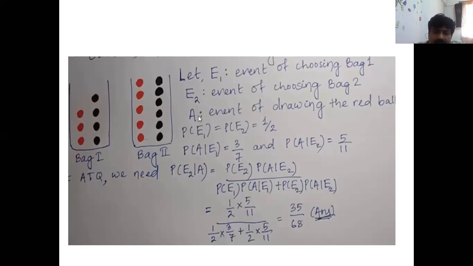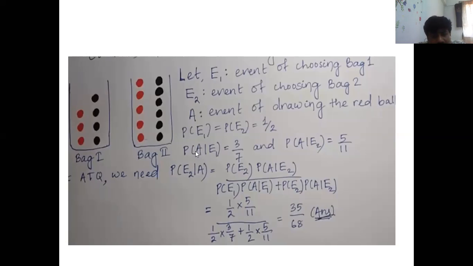And capital A is equal to the event of drawing the red ball. So probability of E1 is equal to probability of E2 is equal to 1 by 2. We are having two bags, right? So choosing randomly any one of the bags, the probability of selecting E1, that is the first bag, will be 1 by 2. Probability of E2, that is selecting a ball from the second bag, is also 1 by 2, right? So the probability of E1 and E2 will be 1 by 2.